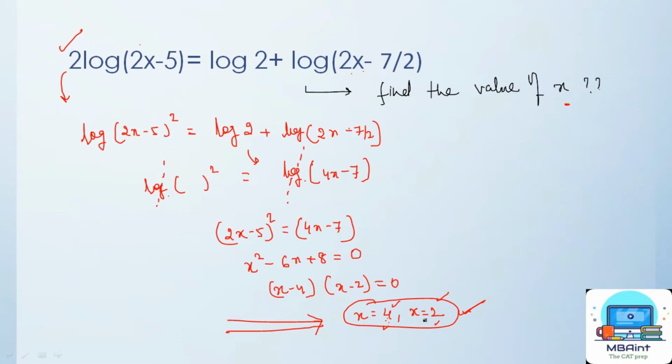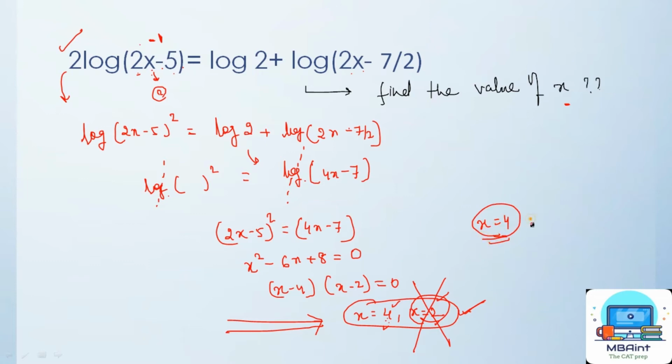But if I put x is equal to 2 here back in the question, I get 4 minus 5, right? So this gives me minus 1 here. Now I know that log does not exist for negative values, guys. So here 2 is not my answer. My only answer is x is equal to 4, right?